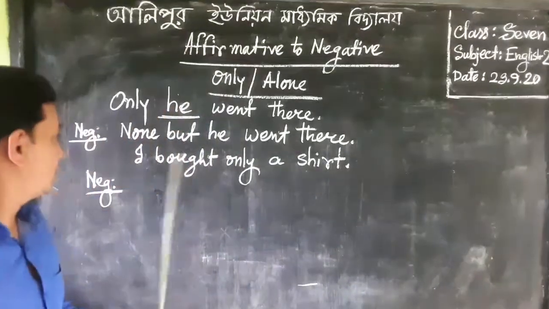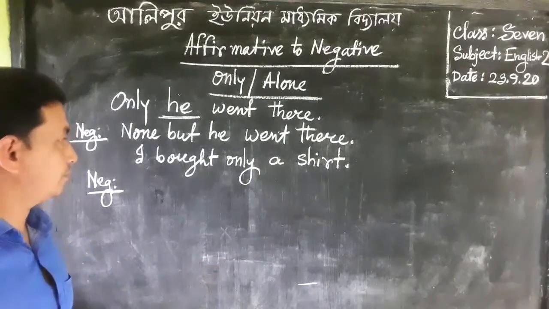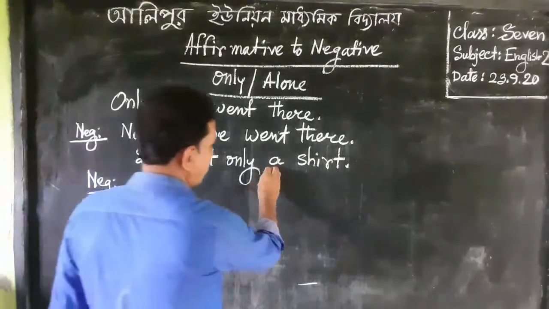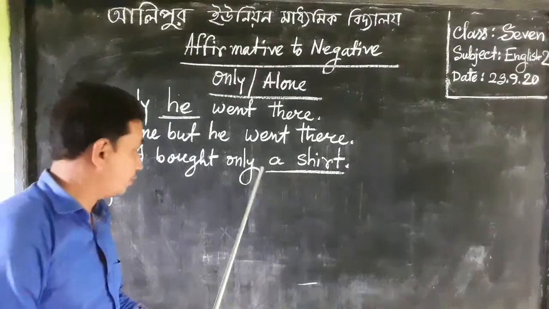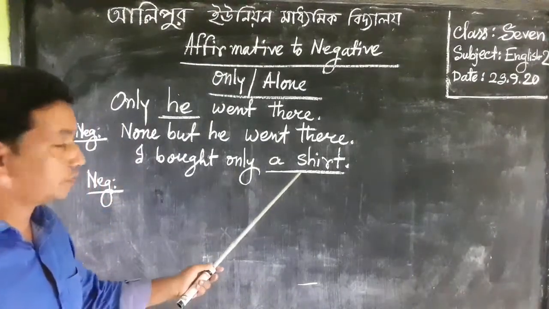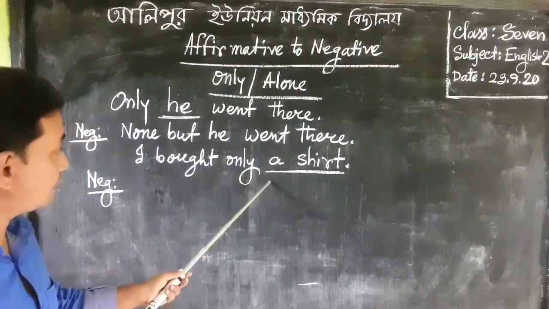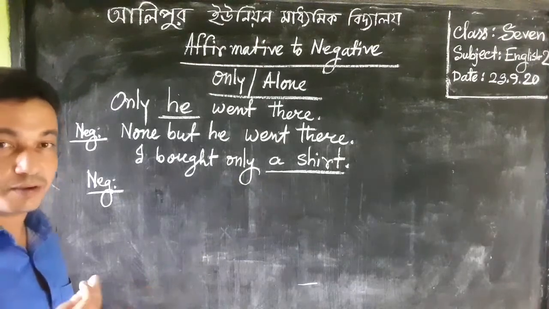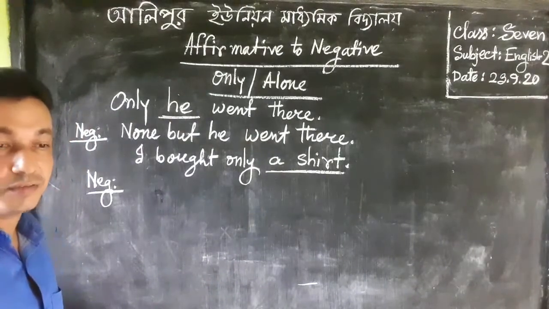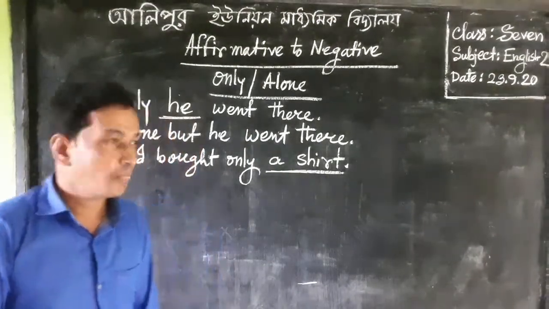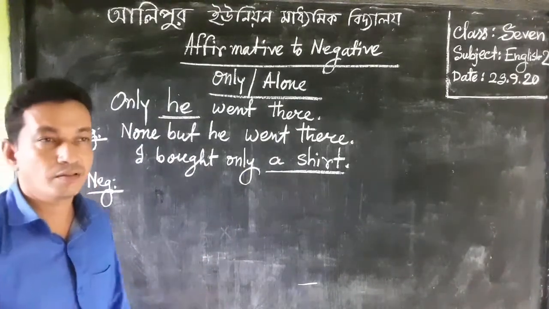Let's have an example on the blackboard. I bought only a shirt. Dear learners, you see that a shirt is not a person but a thing or object, and when only sits before the object or anything, then we change the item into negative, and we have to write down nothing but before the object. We should write nothing but when only or alone indicates any thing or object.